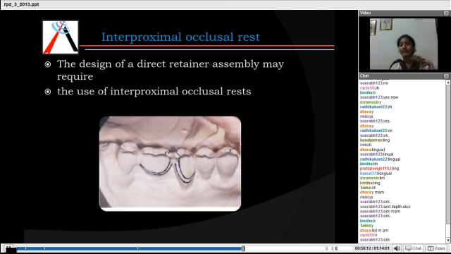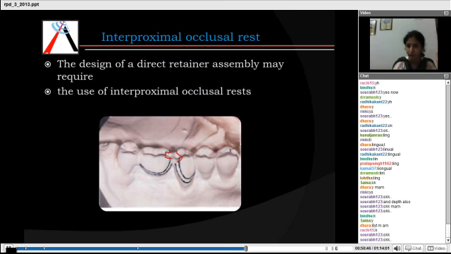Okay. Now the interproximal occlusal rest. What is this? This is something where we put the two rests over here in the interproximal area. These are the interproximal rests which are together. Okay, we'll come to the modification later before you get confused. These are interproximal occlusal rests which rest on the occlusal and the proximal surfaces of two teeth. So they are interproximal between two occlusal surfaces of the teeth. Okay?